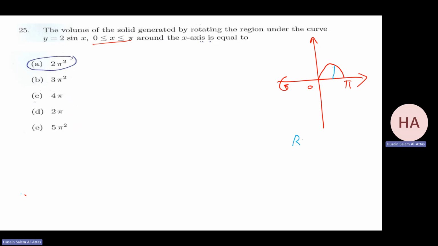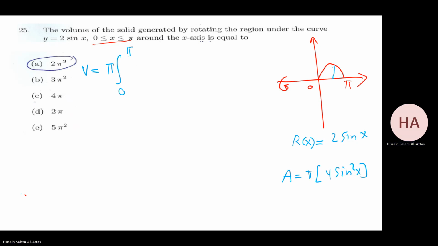So I have only R of x, which will be what? 2 sine x minus 0, which is 2 sine x. So the area will be pi times this squared, which is 4 sine squared x. Okay, so it will be the volume. The volume will be pi times that from where to where? From 0 to pi of 4 sine squared x dx. That will give me 4 pi times the integral from 0 to pi of sine squared.